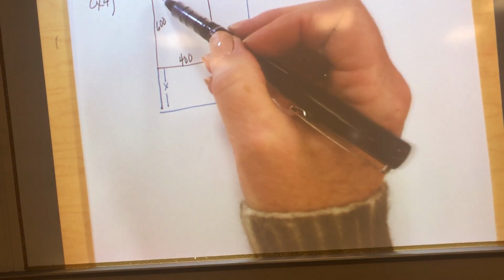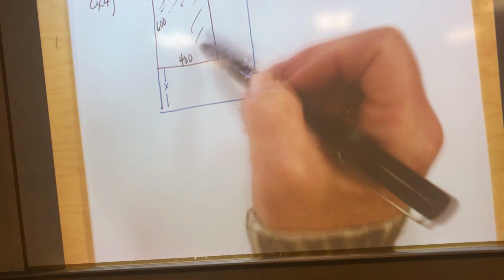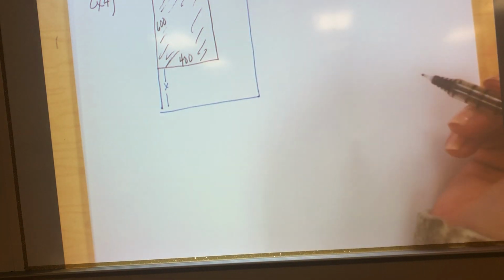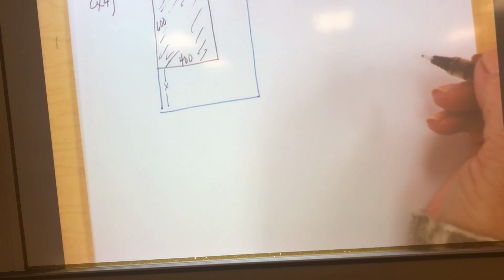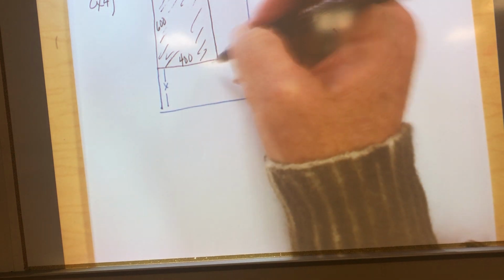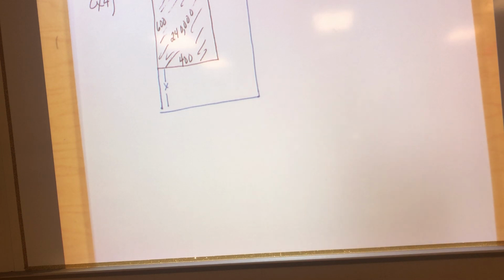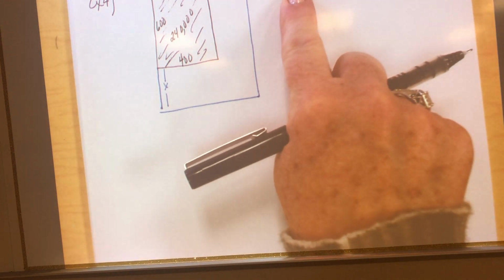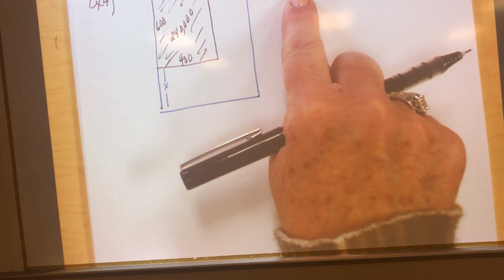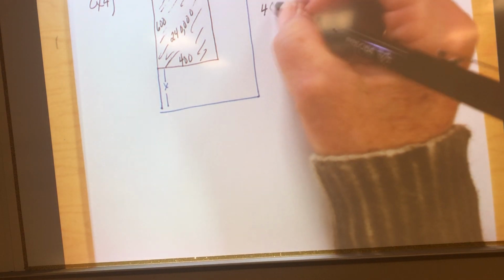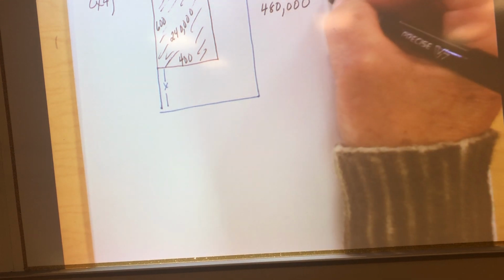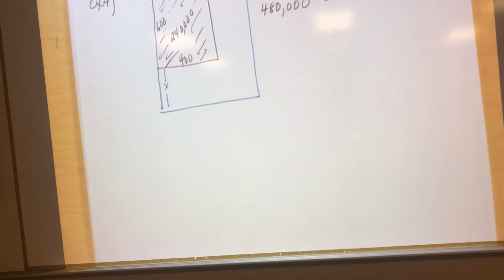So let's talk about what's the area of this section that we have? 240,000, and 4 zeros, right? So 6 times 4 is 24, and I got 4 zeros. 1, 2, 3, 4. So 240,000 square yards, all right? 240,000 square yards. Now, if I want to double that area, what's it going to be? 480,000 square yards, okay? 480,000 square yards.